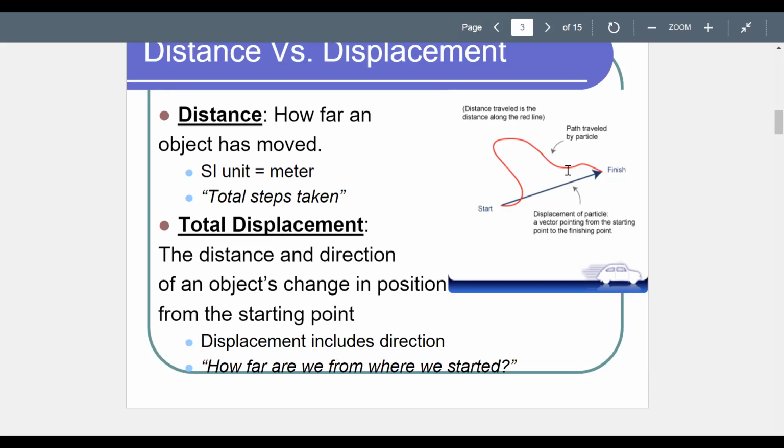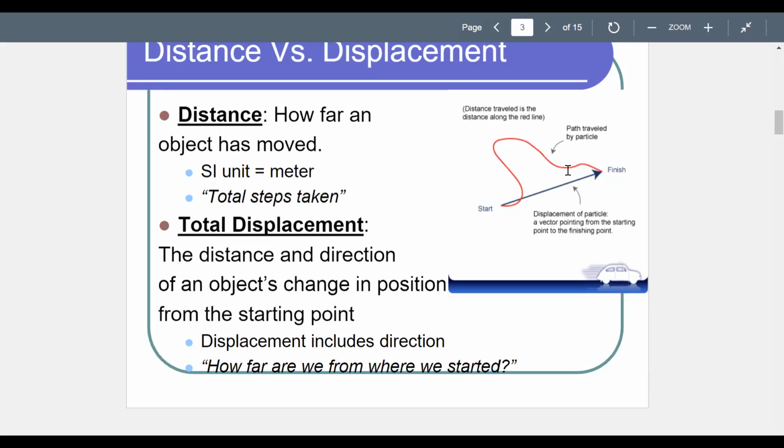So distance is going to be a little bit more vague, or excuse me, I'll talk about vagueness with displacement in just a second. I'll kind of hold off on using that example. So distance is how far an object is moved, and we're going to use meters to describe that, but it's really this idea of total steps taken.